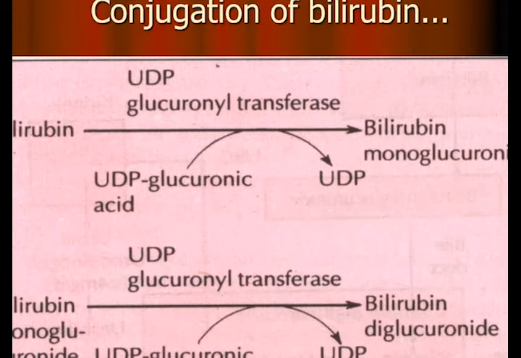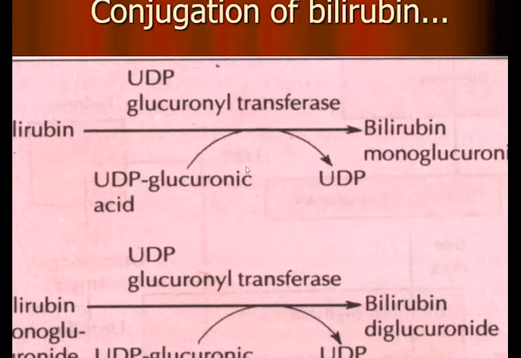And this is about the conjugation. I told you the conjugation takes place with the glucuronic acid. Bilirubin combines with UDP glucuronic acid in the presence of glucuronyl transferase and is converted into bilirubin monoglucuronide. Two steps are there. First, it is converted into bilirubin monoglucuronide, and this monoglucuronide again combines with glucuronic acid to give you bilirubin diglucuronide. So this is the conjugated bilirubin. So two steps are there.